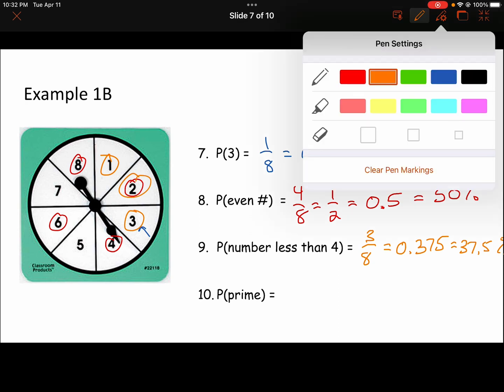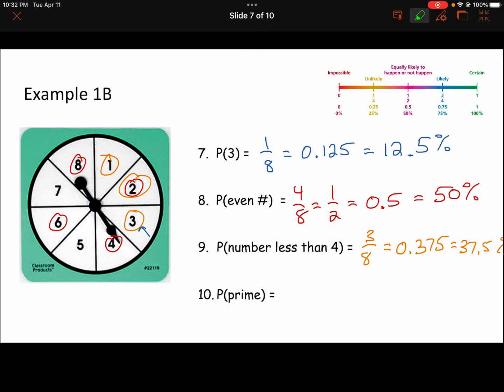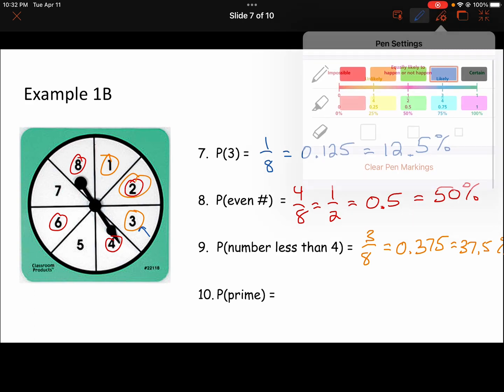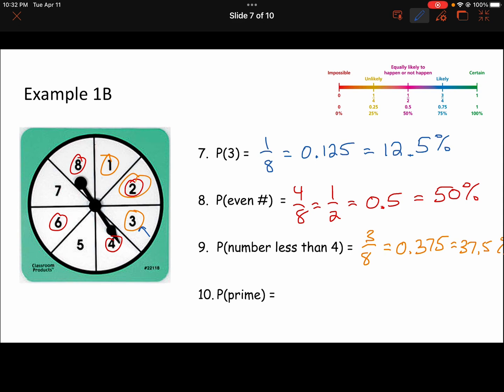All right, we threw this one in here just to make you think about what prime numbers are again. Prime numbers have exactly 2 factors. I want to remind you that 0 and 1 are neither prime nor composite. Okay, the first and smallest prime number is 2. So 2 is a prime number. 3 is a prime number. 4 is not.